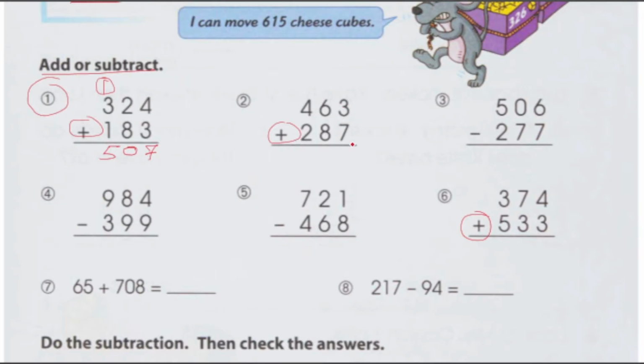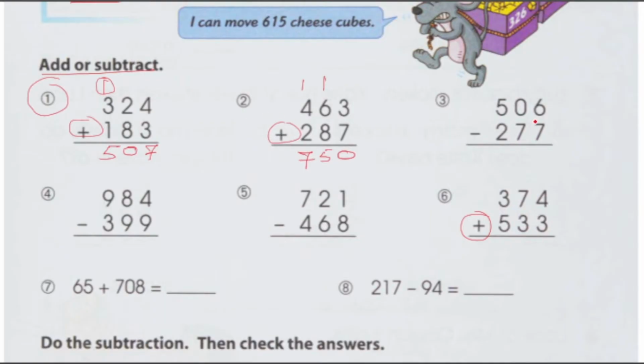7 plus 3, 10. Write 0 over here and carry 1 to the 10th place. 6 plus 1, 7. 7 plus 8 is equal to 15. So write 5 here and carry 1 forward. So 4 plus 1, 5. 5 plus 2, 7. So the answer is 750.